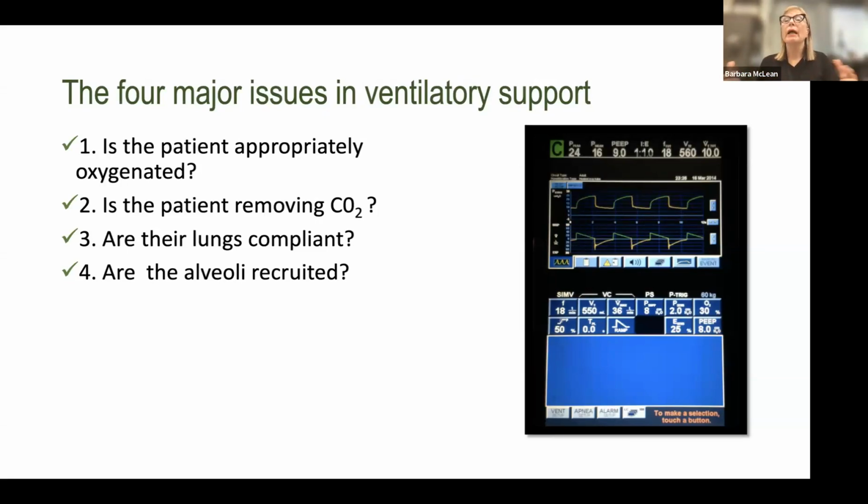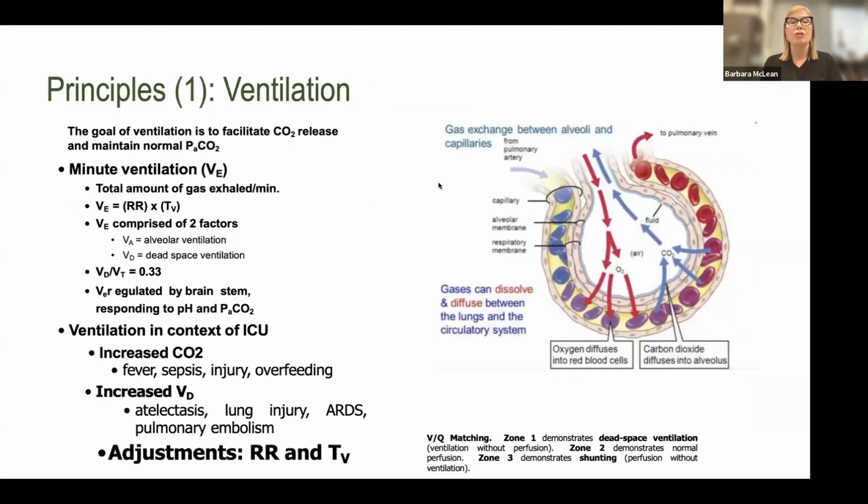Is your patient actually able to remove carbon dioxide, the major respiratory acid byproduct of metabolism? And are their lungs easily distendable and therefore what we call compliant? And in relationship to the first 3, are you actually recruiting their alveoli? So with basic strategies and understanding, we should be able to answer these 4 major questions about what's next after intubation when we're evaluating our patient.